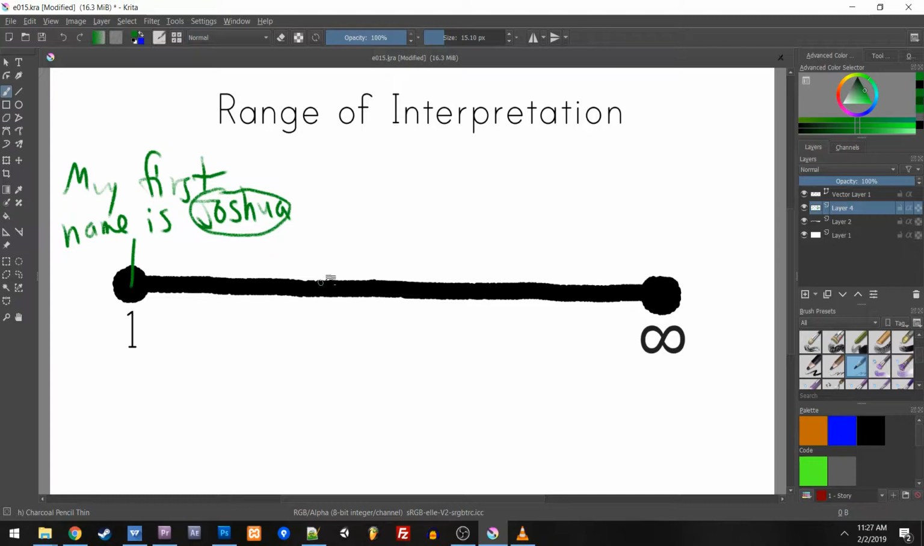Now, what if I just mention the color blue? There's a lot of different blues. Just look at the color wheel over here. We've got all of these blues, all of these different variants. So there's actually a very broad range of interpretation for just saying the color blue. So in this case, we have a wider range of interpretation than we did for my first name is Joshua, because there are a lot of different blues that we can choose from.